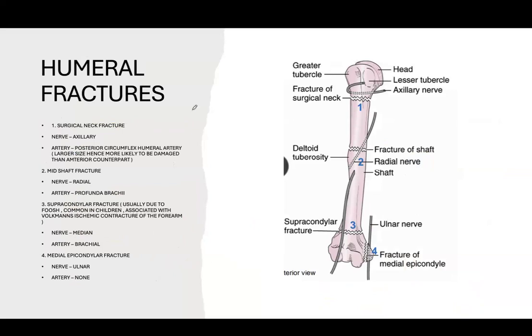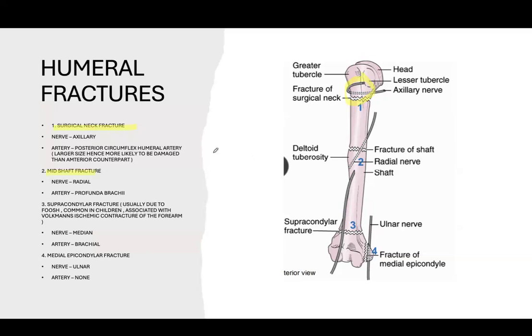The first one is a surgical neck fracture. The nerve is the axillary nerve because it's circumflexing, it's coming from behind, as you can see here. And the artery is the posterior circumflex humeral artery. Now you also have an anterior circumflex humeral artery, but the posterior one is more likely to be damaged because it's larger. So that's what would happen if you have a surgical neck fracture.